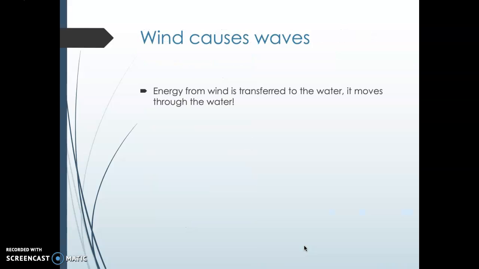Let's talk about waves. So wind is also the cause of not just surface currents, but also waves.